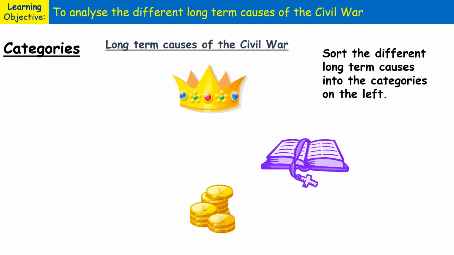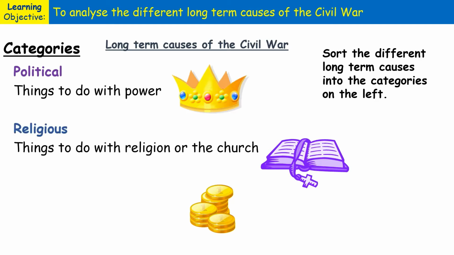And we can categorise these 5 causes into the following categories. So we can categorise them into political factors, so things to do with who's controlling the country and who has power. We can categorise some into religious factors, so things to do with religion or the church. And we can categorise them into economic factors, so things to do with money or finance.